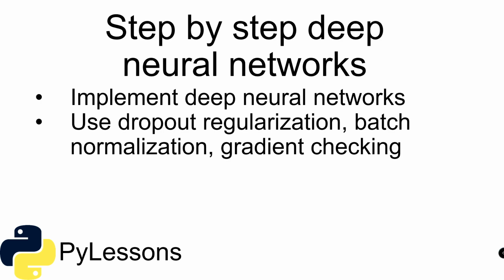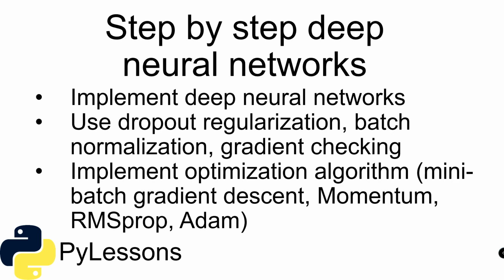Then with this tutorial, we will learn how to effectively use common neural network tricks, including parameter initialization, dropout regularization, batch normalization, and gradient checking. We will learn how to implement and apply a variety of optimization algorithms, such as mini-batch gradient descent, momentum, RMSprop, and the Adam optimizer.